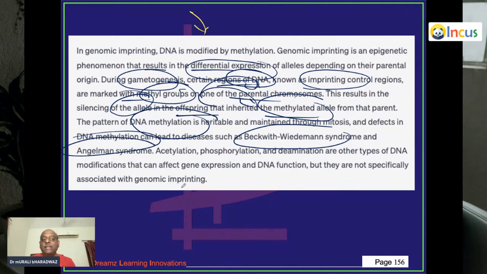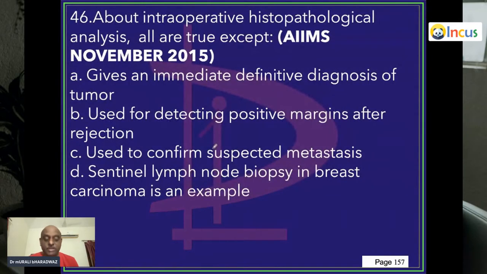So similarly, what are the other types of DNA modifications that affect the gene expression of the DNA? Acetylation, phosphorylation, deamination is what you need to remember.